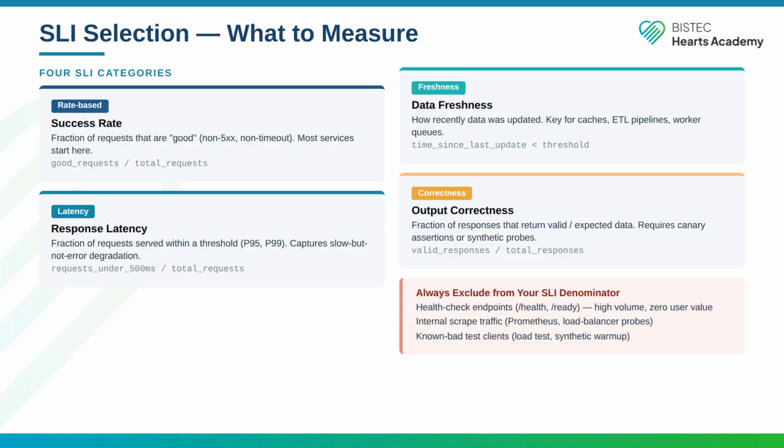A common mistake at this stage: picking metrics that are easy to instrument rather than metrics that represent user experience. CPU utilization is easy. Success rate with health path exclusions is harder. Pick the right metric.